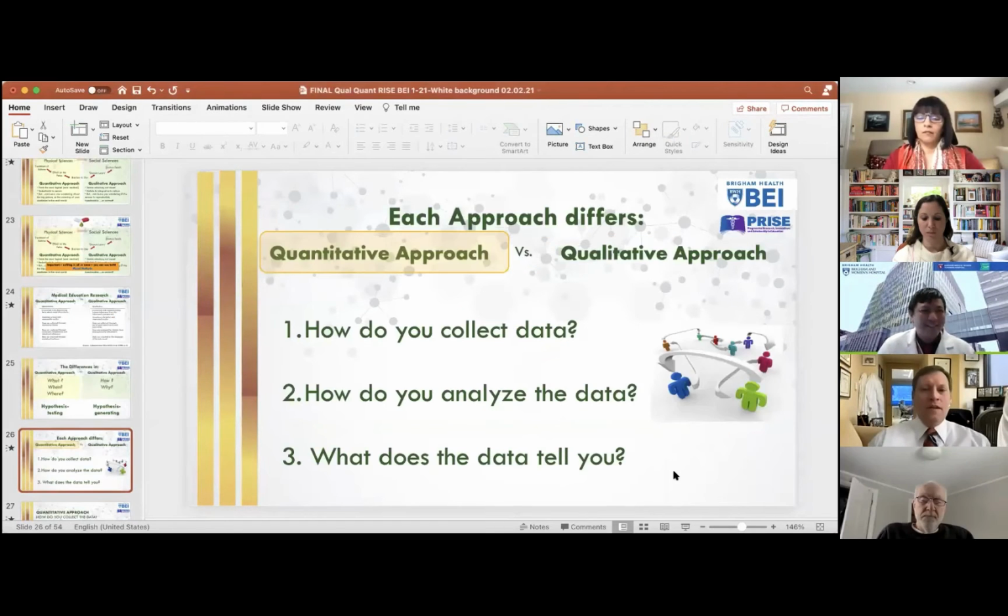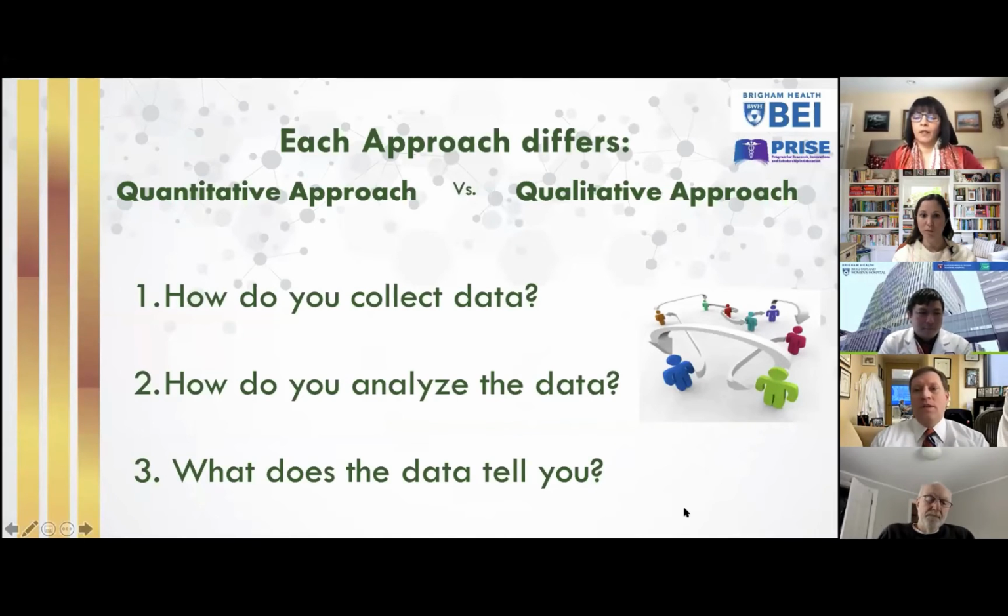Thank you, Glenn. All right, so hopefully that was a 15-minute or so introduction to the basics of how to think about two different ways to do medical education research. We thought we would ground it now in some real-world examples. Each approach, as we've given you guidance, will differ, whether it's quantitative or qualitative, but let's get quite practical here and ask three simple questions. How do you collect data in each of these? How do you analyze that data in each of these approaches? And then what do the data tell you via each approach?